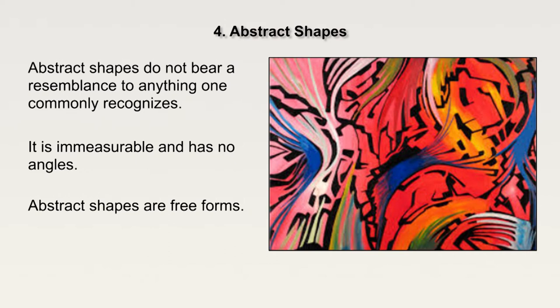Abstract shapes do not bear a resemblance to anything. It is immeasurable and possesses no angle. Abstract shapes are free forms. A shape of an amoeba is a good example.